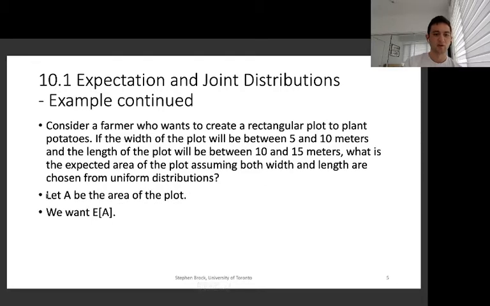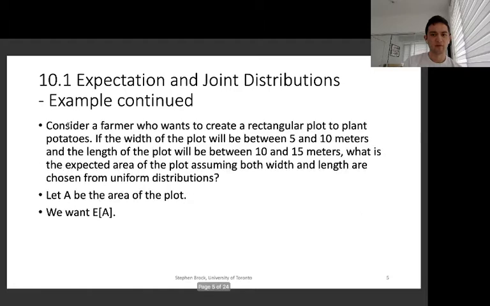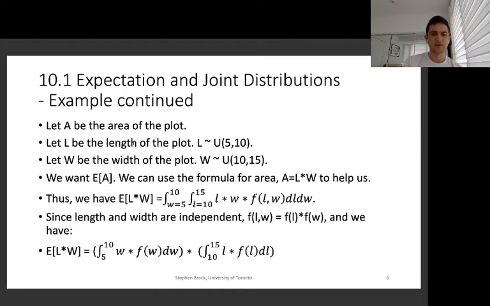All right, so we have let A be the area of the plot, and we want the expected value of A. So I have a let statement here. I'm going to introduce some more let statements on the next page for width and length. Sorry, so width should be between 5 and 10, and length should be between 10 and 15. I will make sure to fix that for the slides that I post, and we can see here it's adapted.